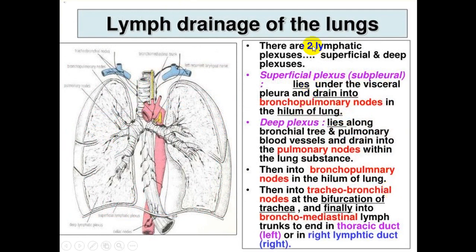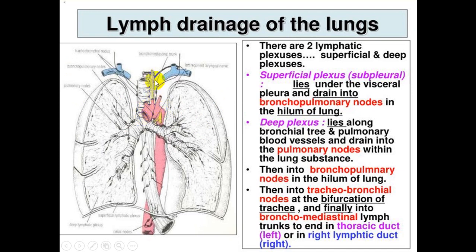Two sets of lymphatic vessels forming two lymphatic plexuses are present in the lung. One is superficial, which is present just under the visceral pleura, and it drains the visceral pleura as well as the lung parenchyma. That is basically because they are close to the bases of the bronchopulmonary segments, so they drain that region. Then the second one is the deep plexus, which is formed along the bronchial tree, and these two plexuses finally drain into the bronchopulmonary lymph nodes and then into the tracheobronchial nodes.